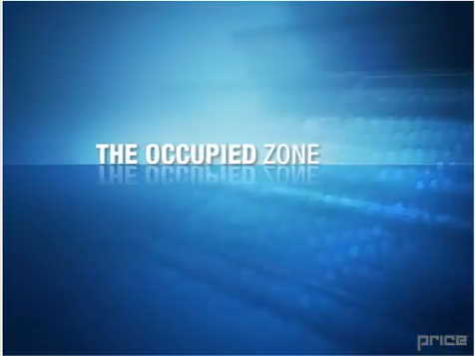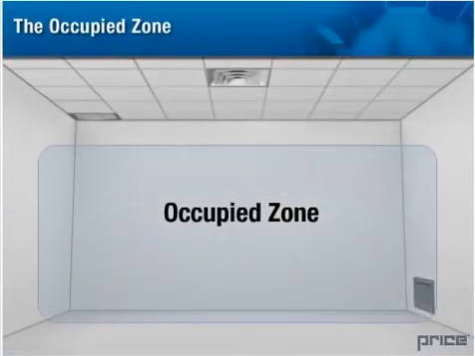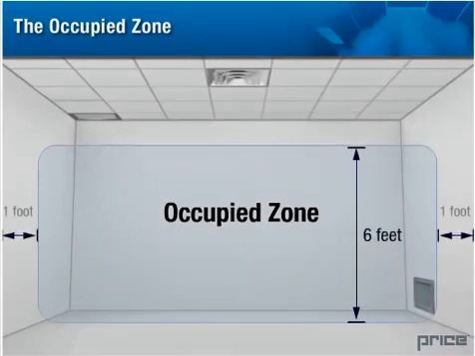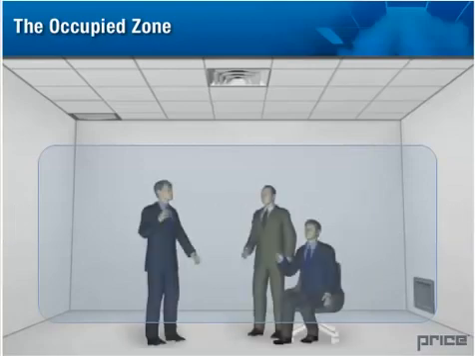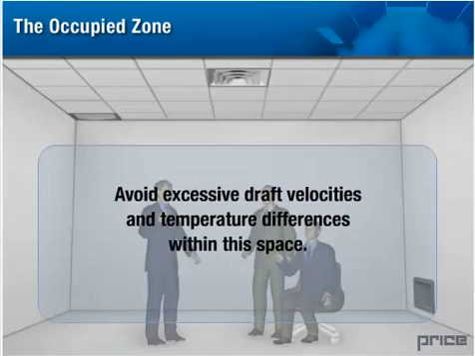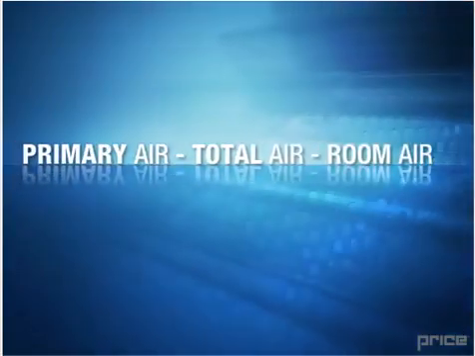The occupied zone. The occupied zone is usually defined as the area within 6 feet of the floor and not within 1 foot of the boundaries of the space, such as walls. As this is the area of occupancy, it is desirable to avoid excessive draft velocities and temperature differences within this space. Primary air, total air, and room air.